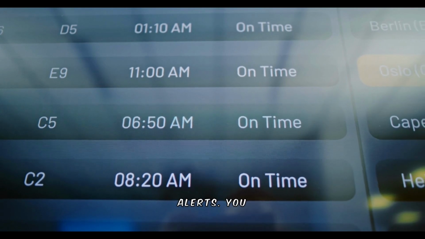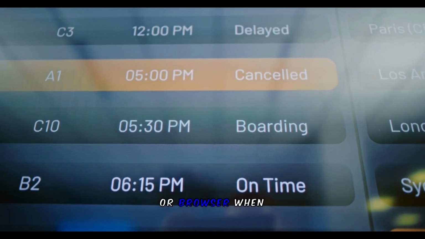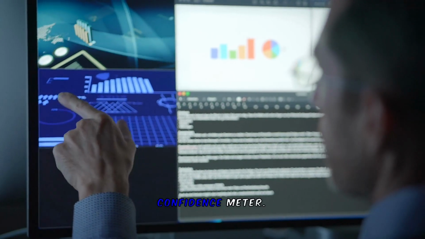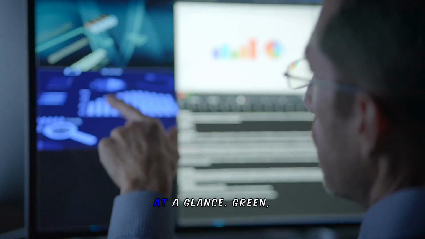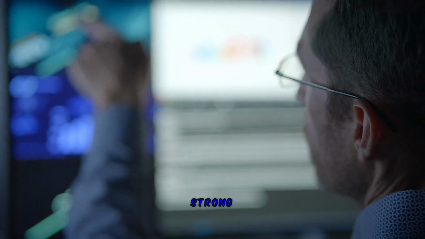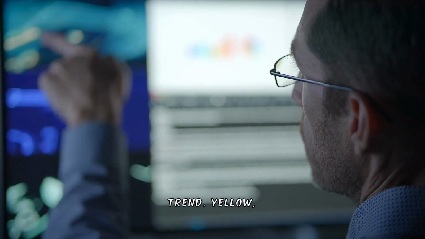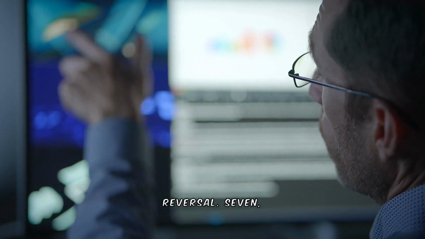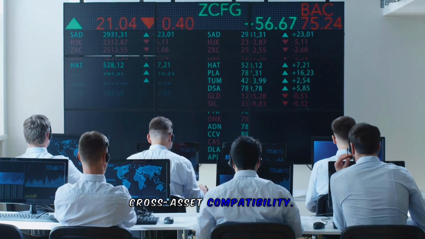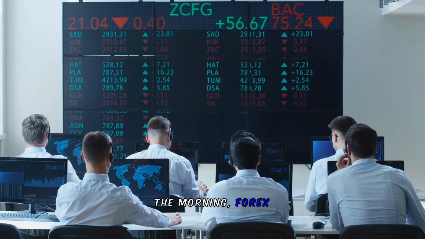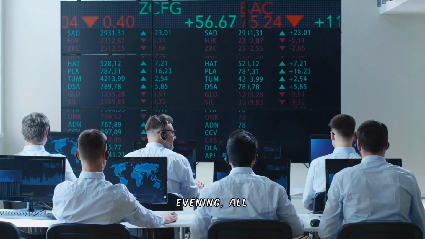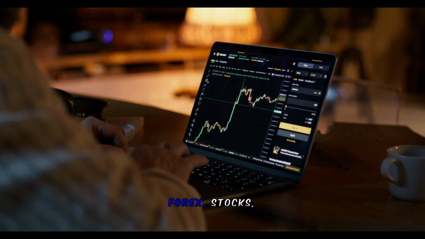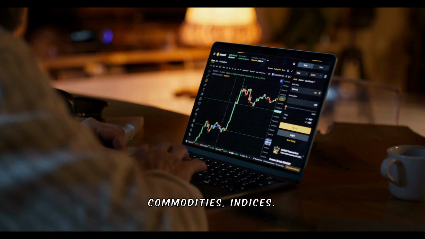5. Real-time alerts. You can get alerts directly to your phone or browser when the market conditions match your setup. 6. Visual confidence meter. See trend strength at a glance. Green, strong trend. Yellow, caution. Red, likely reversal. 7. Cross-asset compatibility. Trade crypto in the morning, Forex in the afternoon, and stocks in the evening, all using the same system. This tool works on crypto, Forex, stocks, commodities, indices.